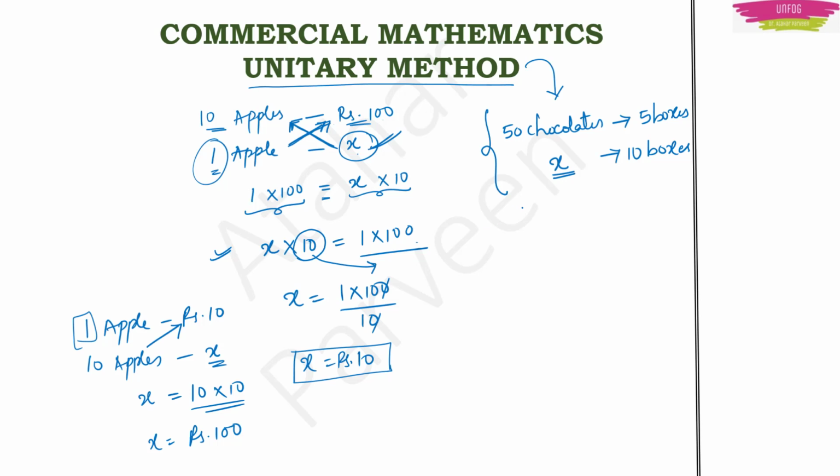So now if I want to find the number of chocolates which can fit in 10 boxes, I'll do the unitary method. First, I'll multiply x with 5. Then I'll multiply 10 with 50. I'll equate both of them. X into 50 is equal to 10 into 50. Sorry, it is 5, right? X into 5 is equal to 10 into 50. So x will be equal to 10 into 50 by 5. 5 ones are 5, 5 tens are 50. X will be 100 chocolates. Okay. So this is known as the unitary method.